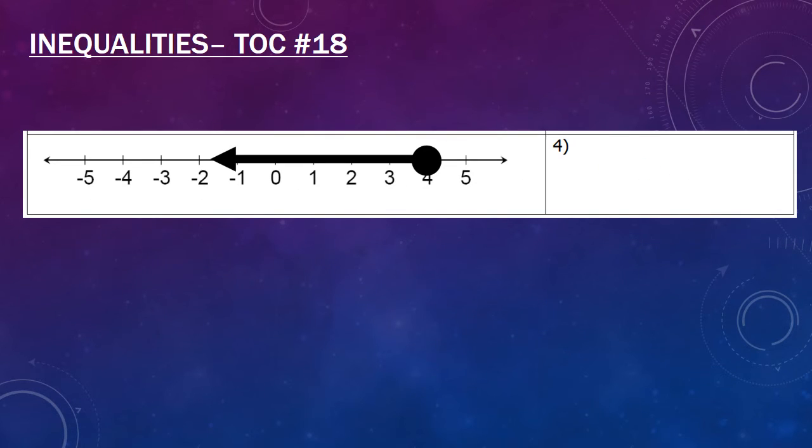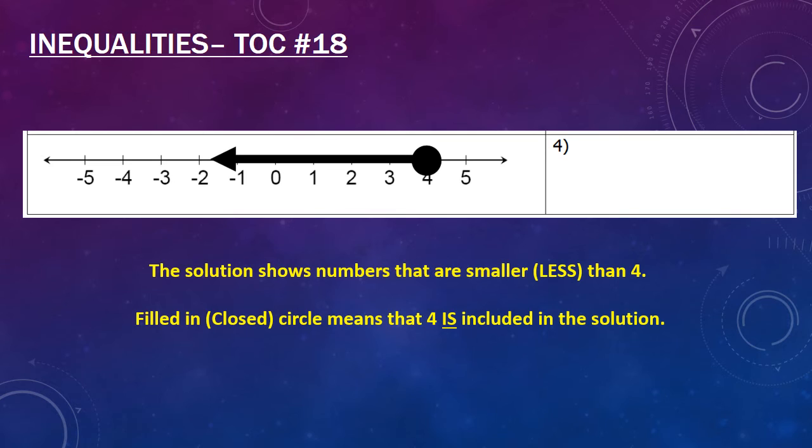Last example, and we will be done, if you look at this one, this is saying that the numbers that are part of the solution are smaller or less than 4. And since I'm using a filled in or closed circle, that means that 4 is included in the solution. So we're going to add an extra line underneath the inequality symbol. So in this case, x is less than or equal to 4. And then if we reverse the order of the numbers and the variable and the inequality symbol, we could also write it as 4 is greater than or equal to x.